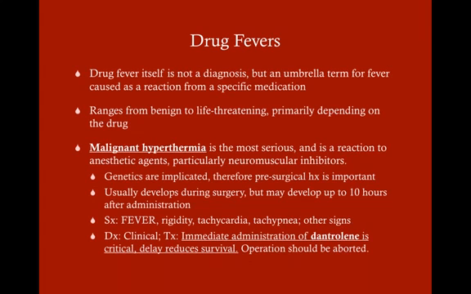It can also be seen with halothane, which we don't really use in the U.S., but if you're going abroad, doing mission work, you may use halothane. We do, however, see it with sevoflurane, which is commonly used, especially in pediatric surgery, and then desflurane. Anything that ends with flurane, F-L-U-R-A-N-E, can cause malignant hyperthermia. Genetics are implicated, and so it's important to get a pre-surgical history.